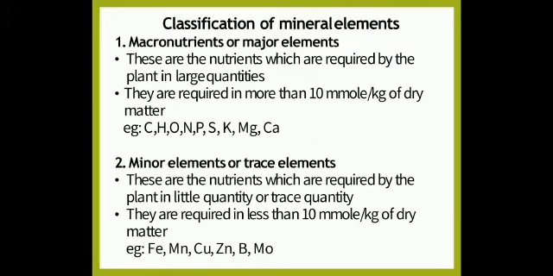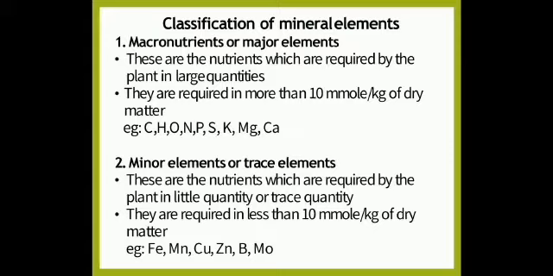So coming to the classification of the mineral elements, we have two major classifications, namely the macronutrients or the major elements, and the minor elements or the trace elements. Macronutrients are the nutrients which are required by the plant in large quantities. They are required in more than 10 millimole per kg of dry matter, which includes carbon, hydrogen, oxygen, nitrogen, phosphorus, sulfur, potassium, magnesium and calcium.